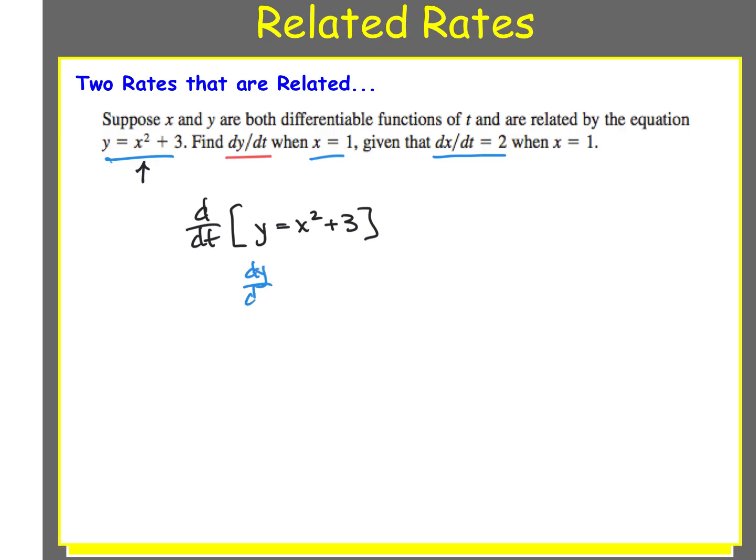So what is the derivative of y with respect to t? dy/dt is equal to, what's the derivative of x squared with respect to t? 2x, and then a dx/dt pops out. And then the derivative of 3 is still what? 0, so we don't have to put anything. From there, we just substitute in what we know. We're solving for dy/dt when x is equal to 1 and dx/dt is equal to 2. So we substitute in 1 for x and 2 for dx/dt, and we end up getting dy/dt is equal to 4.